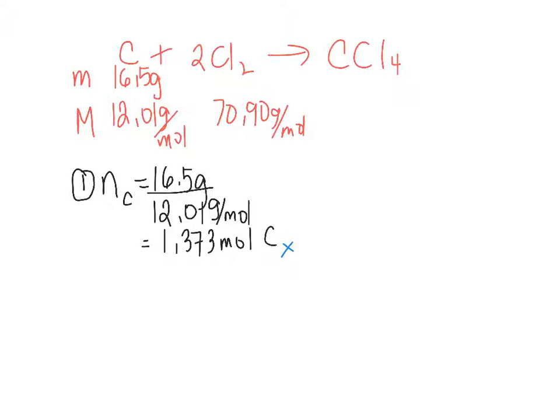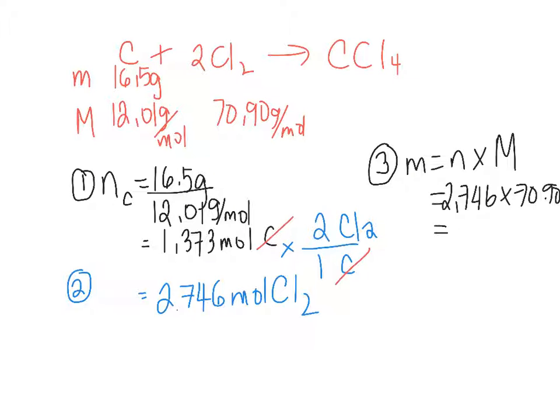Set up your mole ratio. You're going to put what you have on the bottom, what you want on the top. So carbon has 1, chlorine has 2. So once you use your mole ratio to give you the moles of the other compound, multiply it by its molar mass to give you the mass. There's only 3 steps.